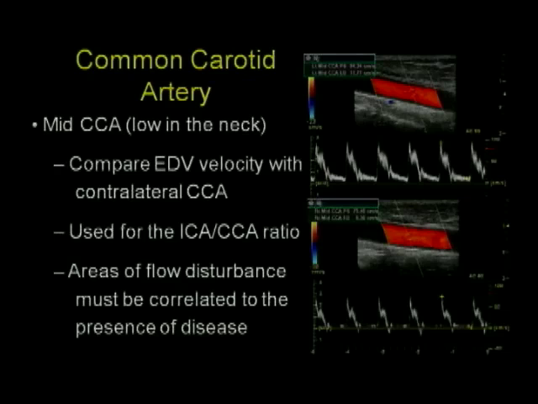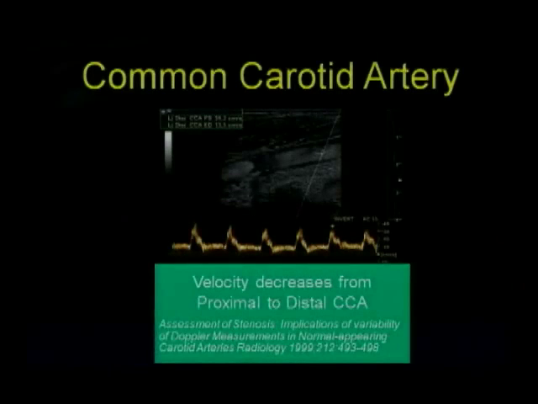The mid to common carotid artery is an important site, again, because this velocity will be used if you're in a lab that uses the ICA to CCA ratio to determine stenosis of the internal carotid artery. We'll talk about that shortly. Any areas of flow disturbance that are detected must be correlated to the presence of disease.